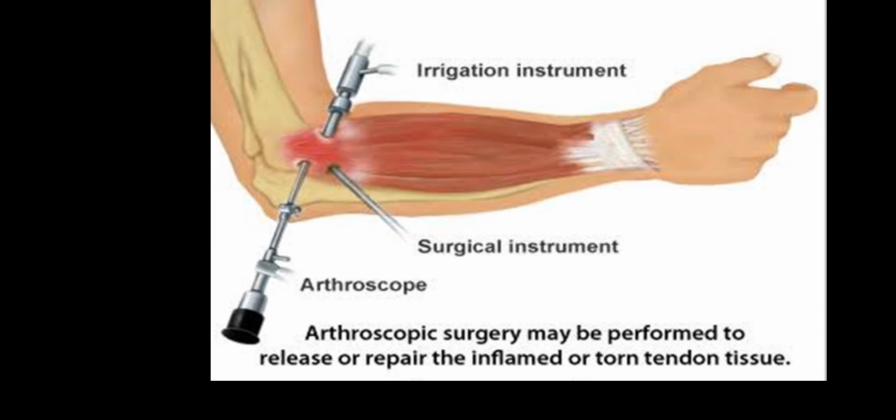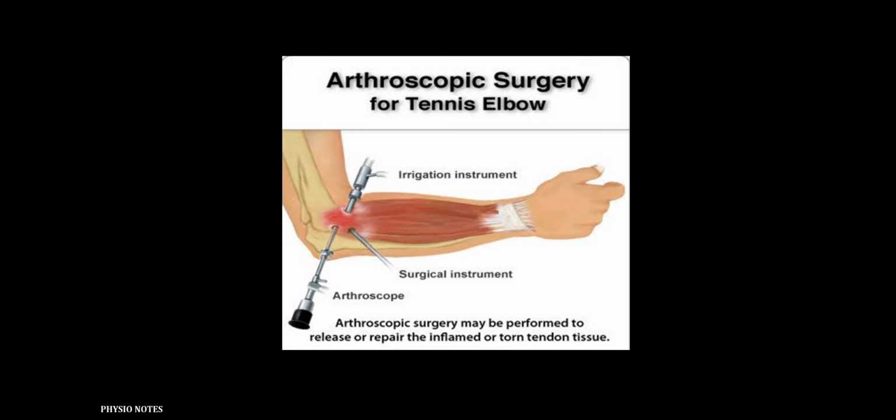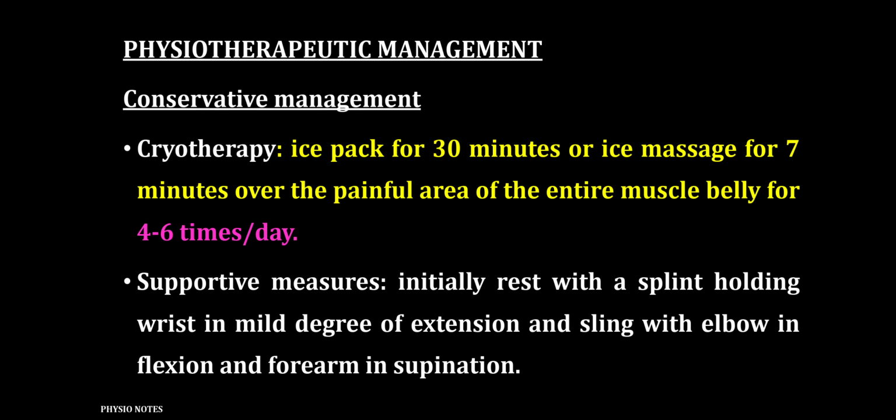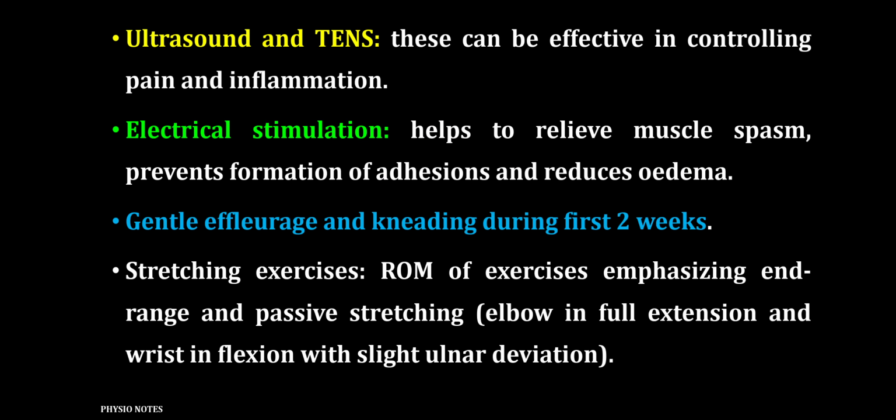Okay, here using a surgical instrument. Then physiotherapeutic management. Again, we have to start with conservative management, that starts with cryotherapy, that is ice pack for 30 minutes and ice massage for 7 minutes over the painful area for 4 to 6 times per day. Then supportive measures, that is we have to wear some splint. Then next is ultrasound and TENS, that is mainly used for controlling the pain and inflammation.